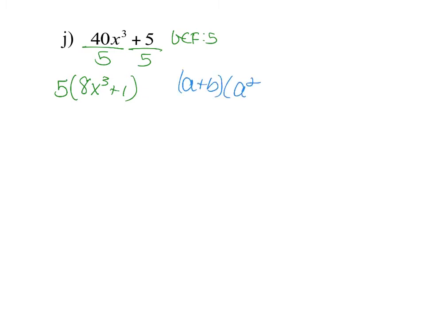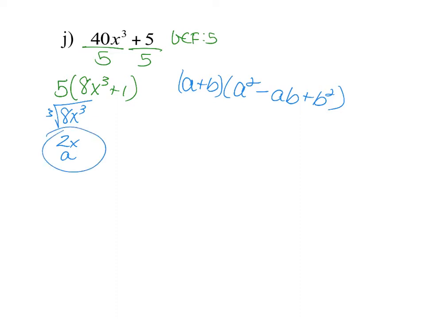There is no way around this. You have to memorize this. So now we just need to figure out what a and b are. So I have 8x cubed. The cube root of that is 2x, so that's my a. And then the cube root of 1 is 1, so that's my b.